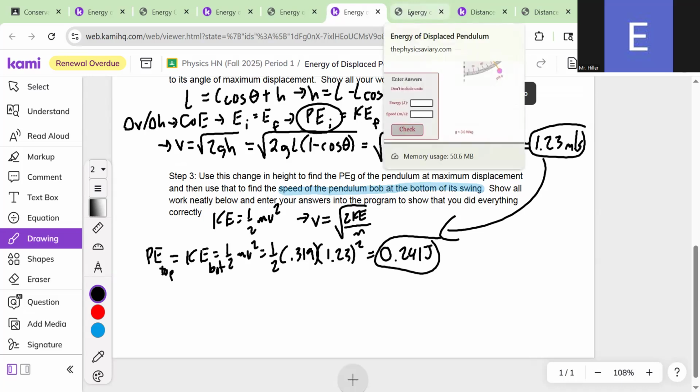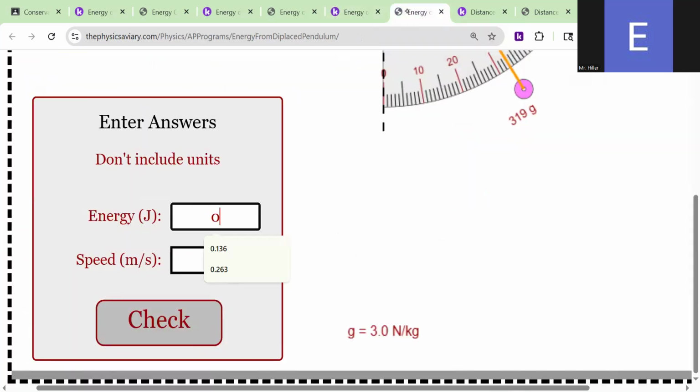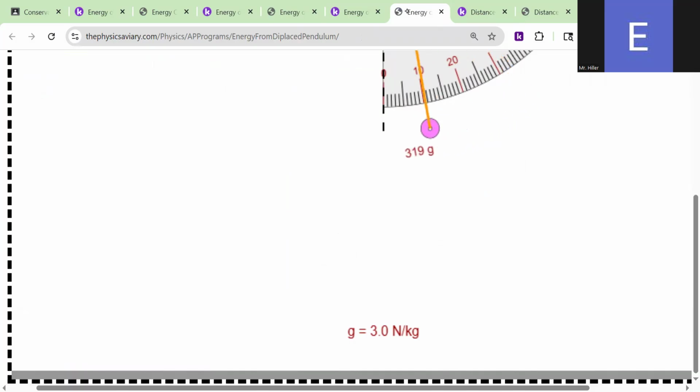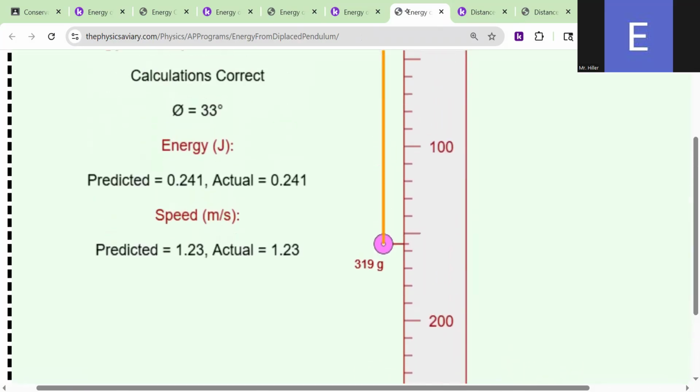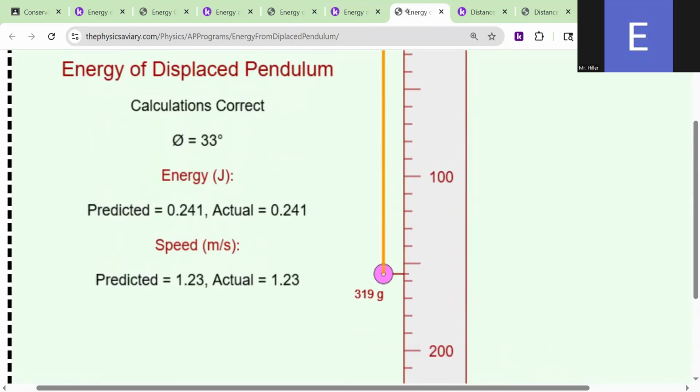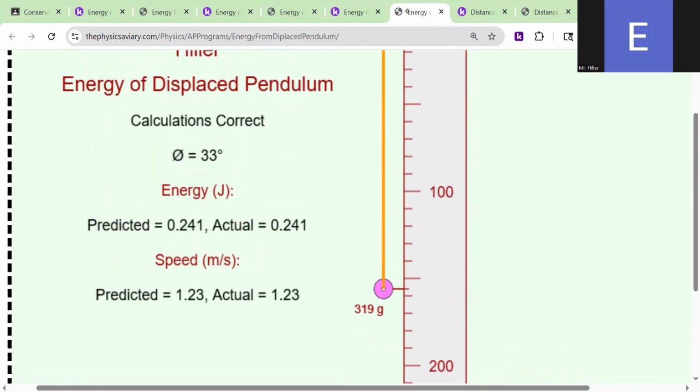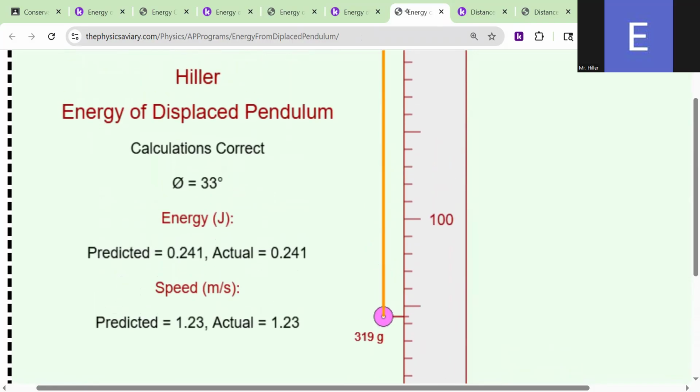So I'm going to enter in my values, see how I did. In joules, and it's like I got a speed of 1.23. It's going to fall to the lowest point, and it will check your work, and it looks like my work was right on. So hopefully you were able to get question number 3, energy of a displaced pendulum, correct as well.